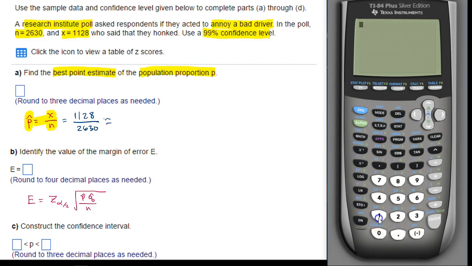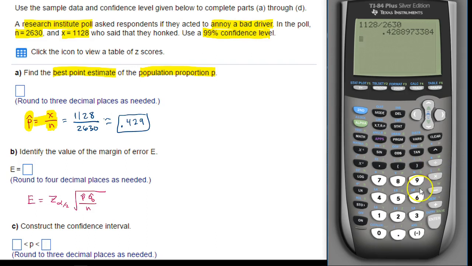So we have 1128 divided by 2630. All right, so rounded to 3 decimal places, this would be 0.429. So this is the sample proportion. So in the sample, this is the proportion that represents those who honked.